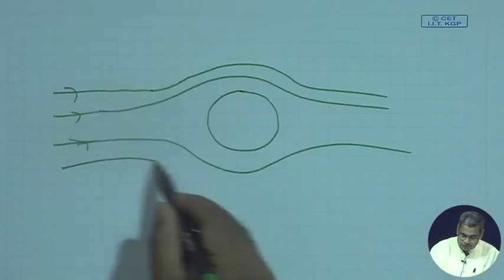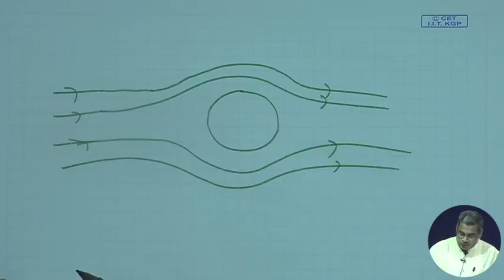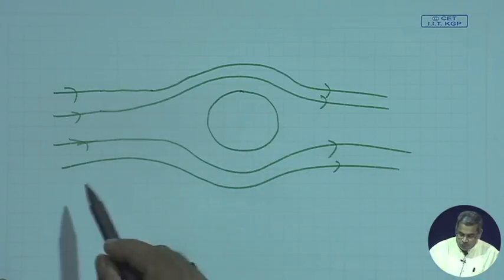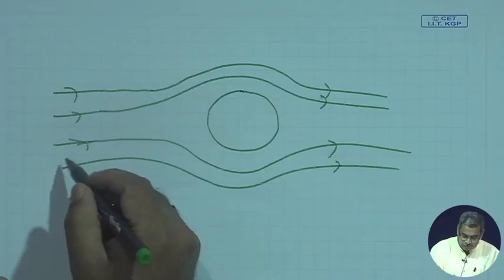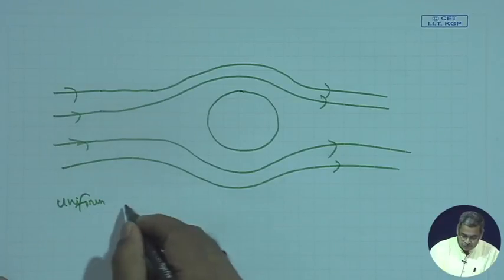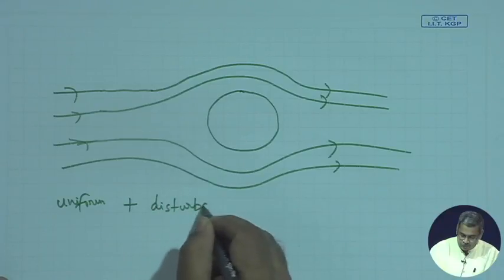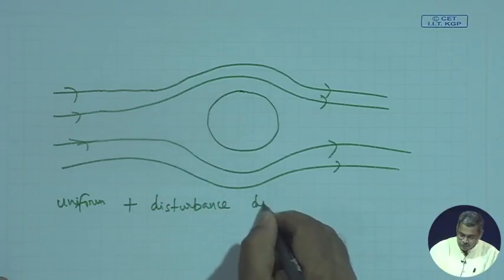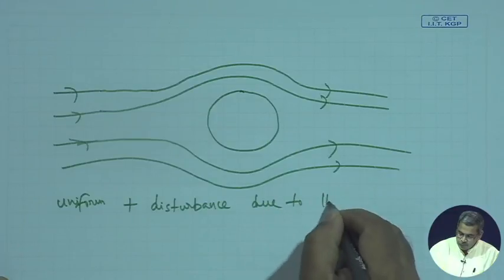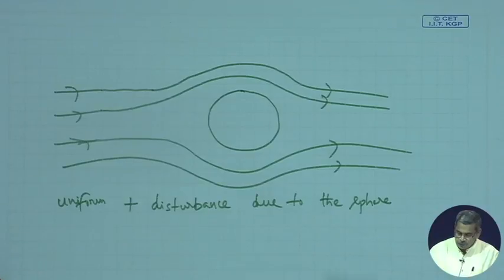Okay. So, we have a symmetry. So, there we have such symmetric approach streamlines. Now, what we have computed is far field uniform plus disturbance due to the sphere. So, that is what we have computed, and what are they?